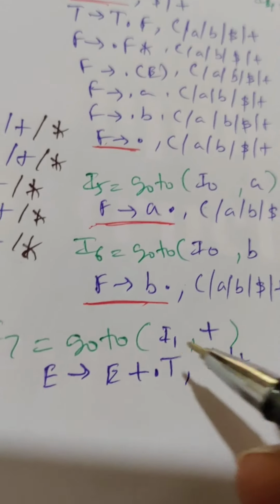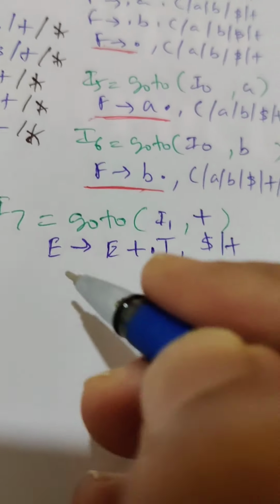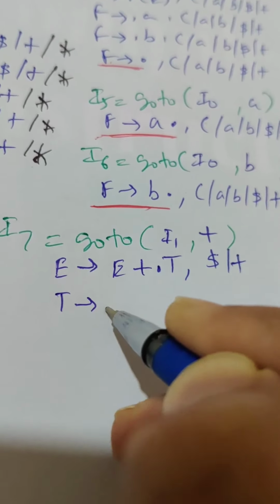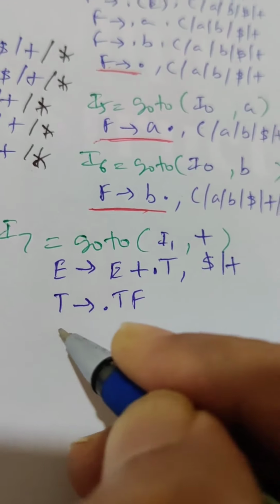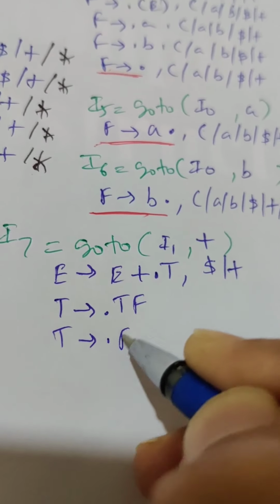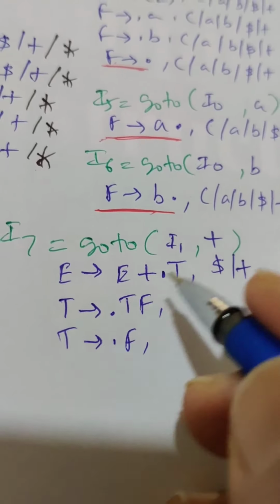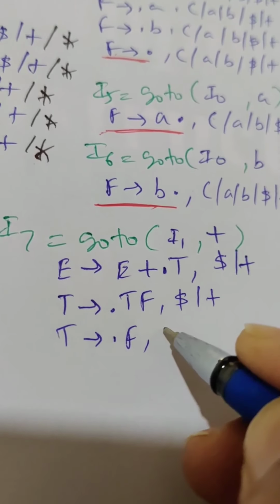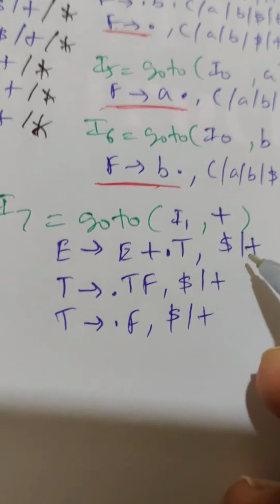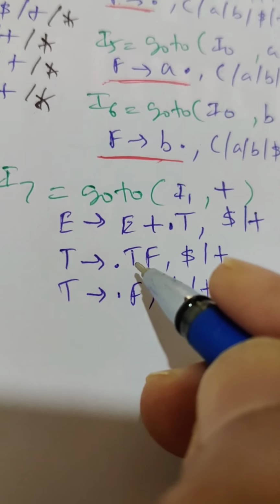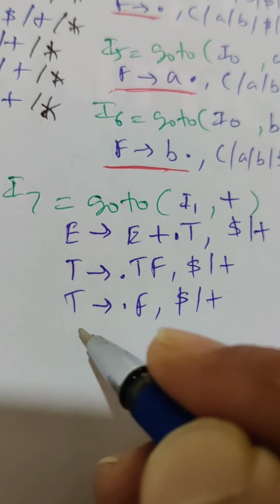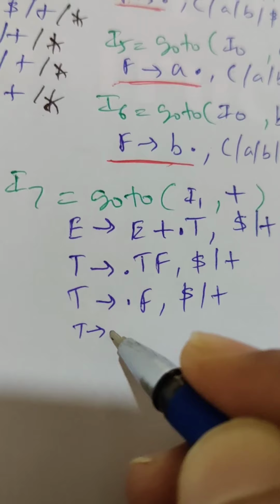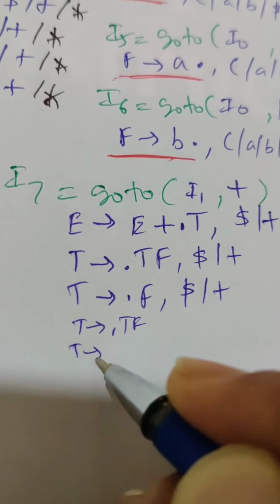Now because of dot T, non-terminal T, we will write the rules of T. T goes to dot TF and T goes to dot F. For these two rules, because of this T, the lookahead can be dollar or plus. So I'm writing here the lookahead can be dollar or plus. Now after dot again we get T here, so I can write the rules of T here for your understanding. T goes to dot TF and T goes to dot F.